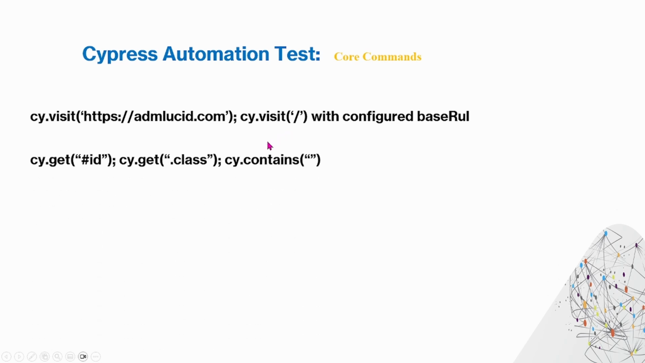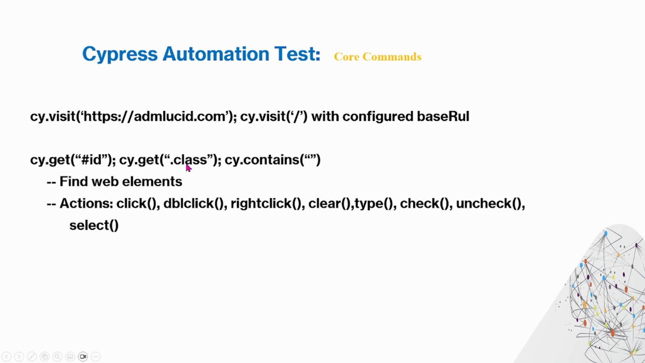Next, for getting web elements, we have three main ways. The first is we use the hashtag to indicate that we're getting a web element by its ID. Or we can grab a web element by its class by using the period. Another thing we can do is use contains. What contains does is it searches for the web element with text that matches the text in the contains. For example, if it's a submit button, it'll search for submit to find the submit button. And so this is for finding web elements.